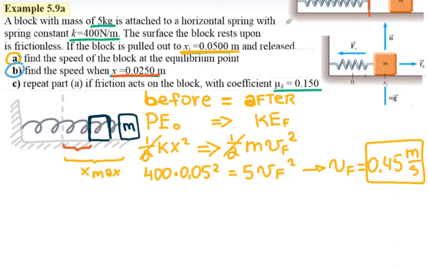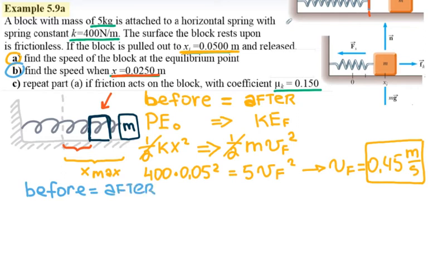When the block is in equilibrium, all the potential energy of the spring went to the block's kinetic energy. But the block is not back to equilibrium. So at this position, I have potential energy of the spring and I have kinetic energy of the block. So let's try to rewrite this part. I'm going to do the same conservation of energy. So the before energy is going to be equal to the after energy.